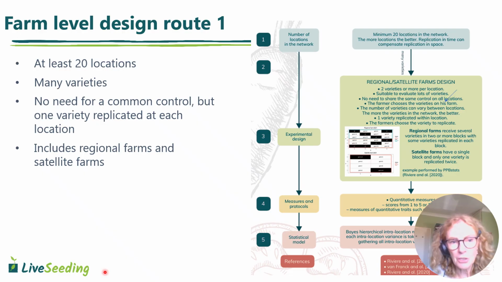And then it goes on to explain more details about it. It can include regional farms, which, as it says there, receives several varieties in 2 or more blocks. So they actually do have a bit of what we call a replicated design on the regional farms, but the satellite farms not. So it could include both or not.